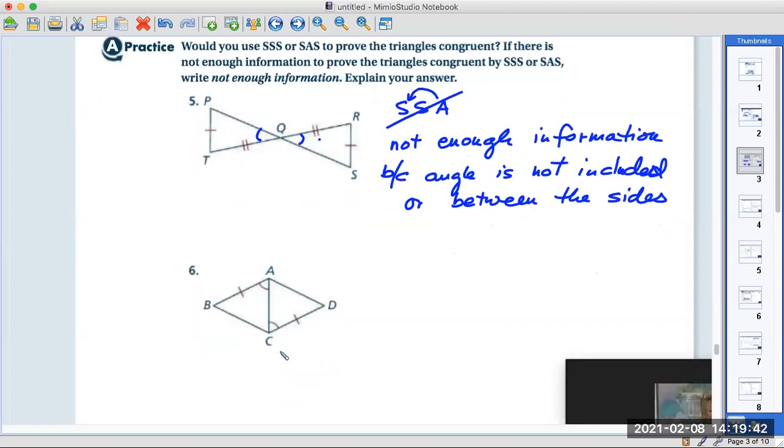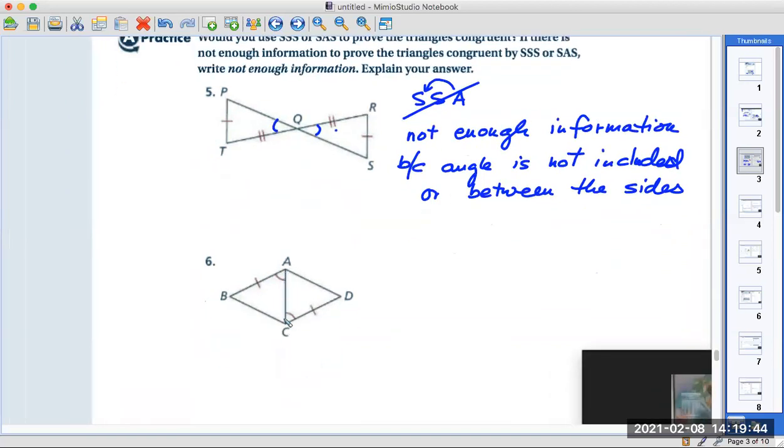And on this one, you notice we have one side that's common to both triangles. Your job is to mark it. You already got one tick mark. Now you have to use two. Side, angle, side, side, angle, side. This would work.